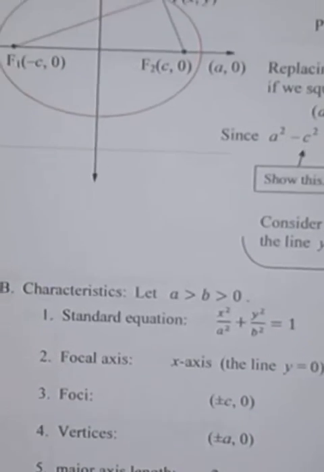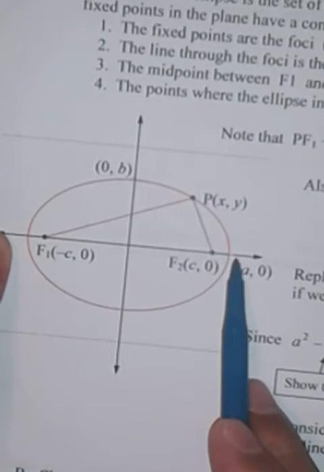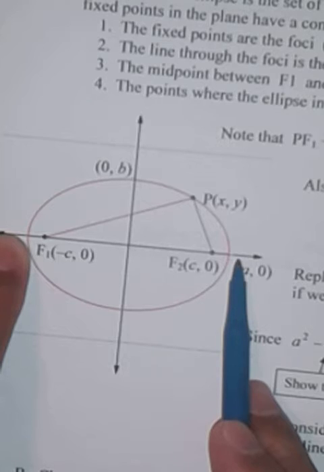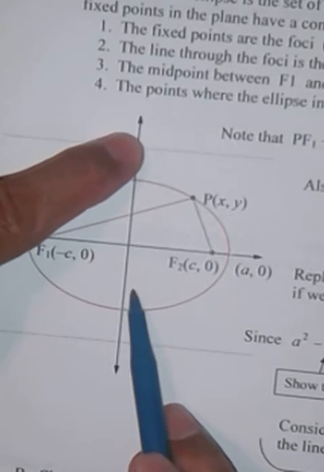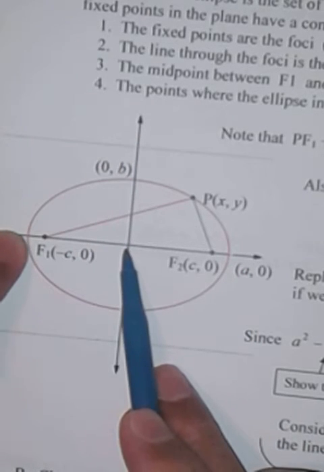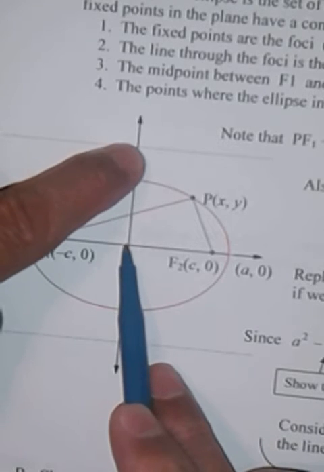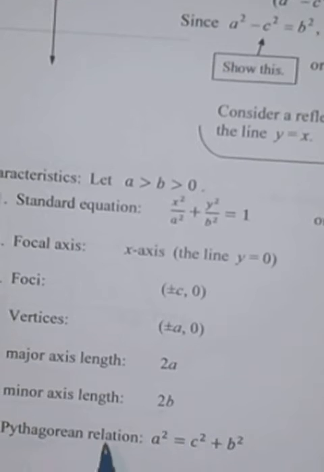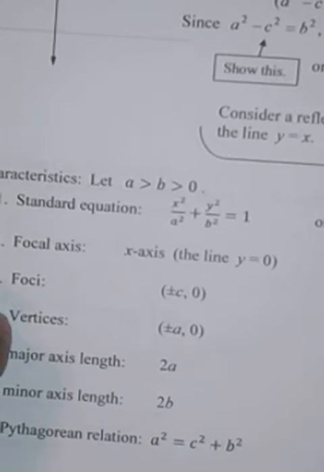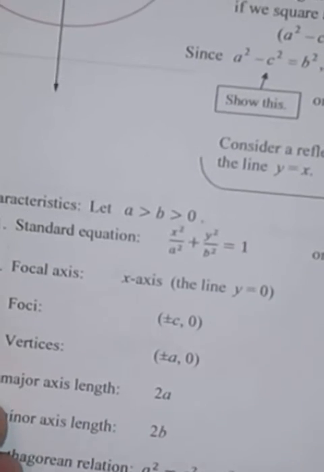And the major axis is the one that's lengthwise from end to end of the vertices, and then the other one's the minor axis. You'll also see semi-major, which means from the center to the edge, and semi-minor. All right, and then the Pythagorean relationship that we just discussed: a squared equals c squared plus b squared.